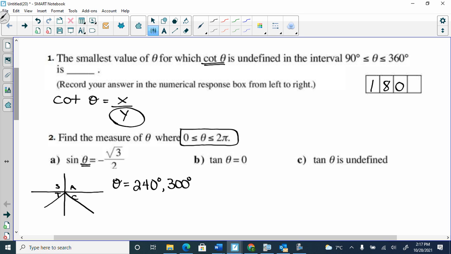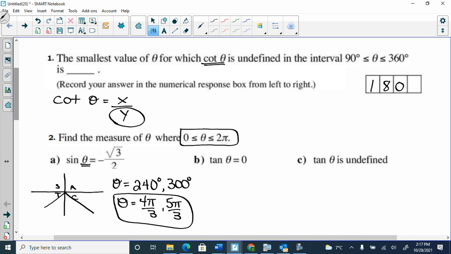And then we always have to check our restricted domain. And if our domain's in radians, our answer has to be in radians, right? You can write degrees, not a big deal, but you can't stop there, right? So 240 is, what's it going to be? 4 pi over 3, and 300 is 5 pi over 3. So make sure you box one that's in radians.